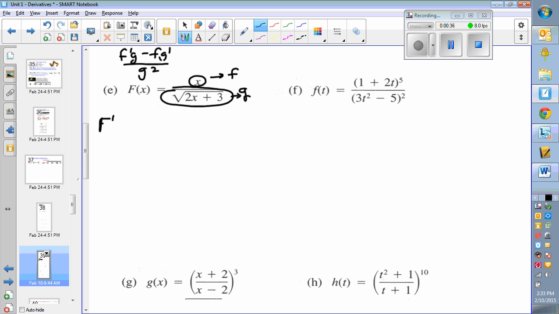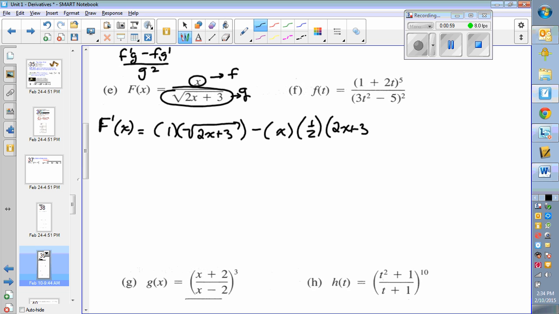So to get the derivative of capital F, the whole function, you're going to do F prime, the derivative of x is 1, the square root G you leave alone, 2x plus 3, minus, the original is F, G prime is 1/2 (2x plus 3) to the minus 1/2, then times 2. The whole thing is over the bottom squared, which is just 2x plus 3.